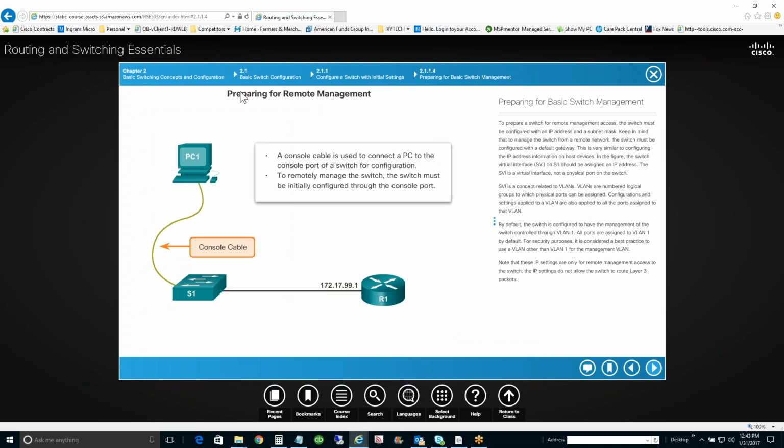They talk about preparing for remote management and using a console cable and configuring a switch virtual interface, which is how you access the switch to be able to manage it.